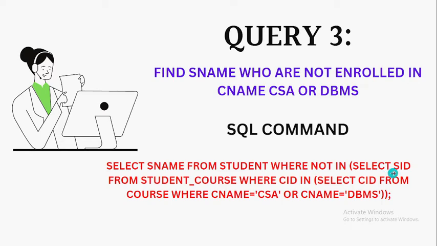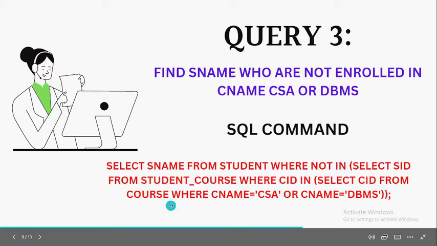So select SID from student underscore course where CID, that is course ID, in. Now in parenthesis again we are writing the innermost query: select course ID from course where course name is equal to CSA or course name is equal to database management system. So this innermost query will generate our CID.